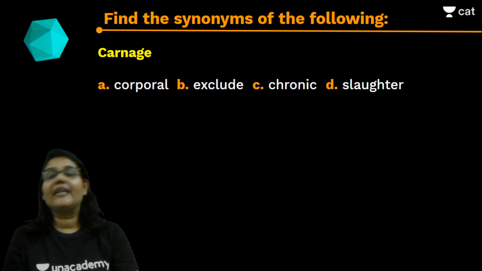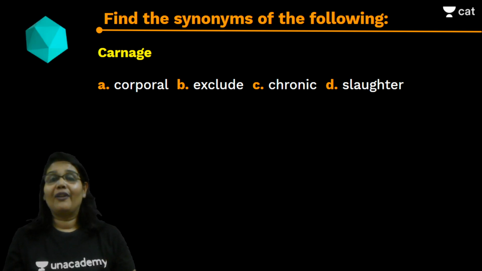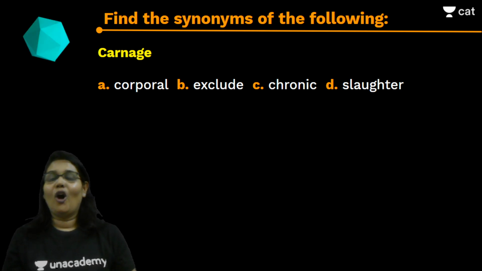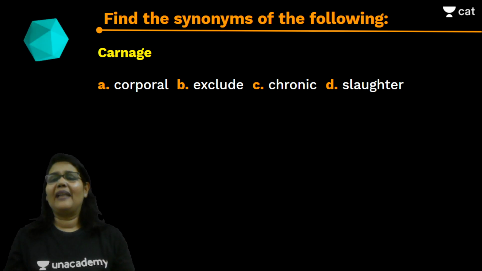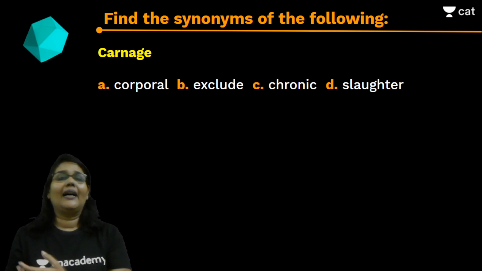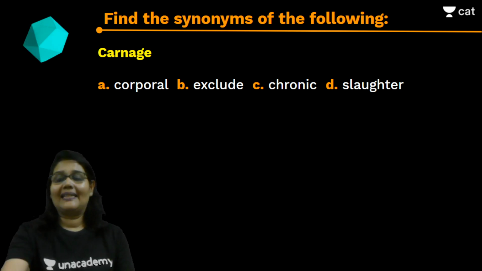Okay guys, now I'm going to discuss. So, what is the right answer? Carnage. Carn is connected to flesh. Right. So, which is the correct answer? D. Oh, awesome. All of you have come to the right answer. Slaughter. Slaughter means to kill. Right? Mass killing. Now, corporal means physical. Exclude means to remove something. Chronic means persistent, something which troubles you on and on again, right? So, very clear, the answer is slaughter, mass killing. Carnage is mass killing.